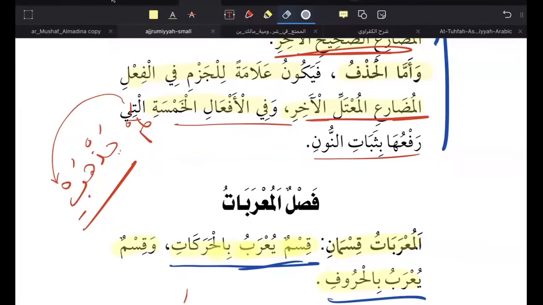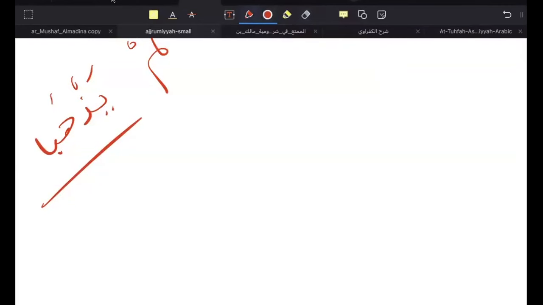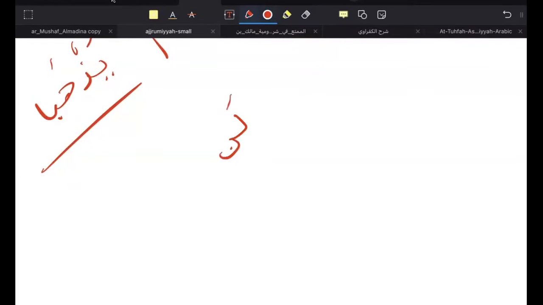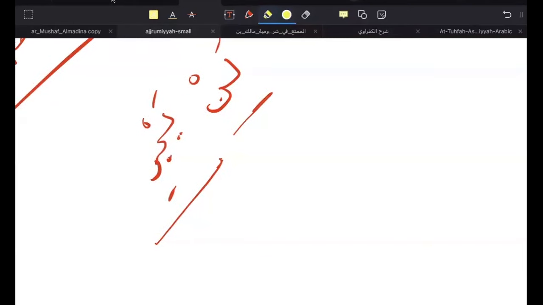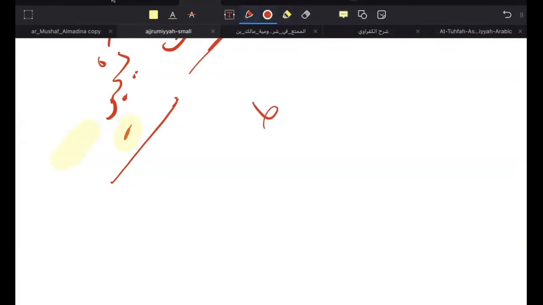The second type would be when you have a weak letter at the end. This is the tricky one. For example, you say lan yajri. Now you have yajri. Initially it was yajri with the ya there. The way you make this verb into a jazm state is by removing huruf al-illa. So we have the huruf al-illa at the end, ya, so we have to remove this. So it becomes lam yajri with kasra. There's no ya here, there's no huruf al-illa. You say lam adro. It was with the waw before, right? But what happens? You have to remove this waw. Adro. So the waw is missing.